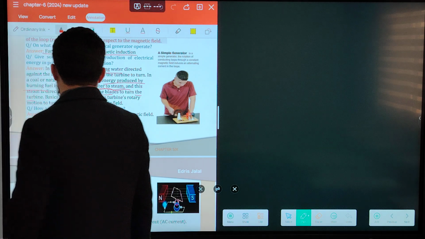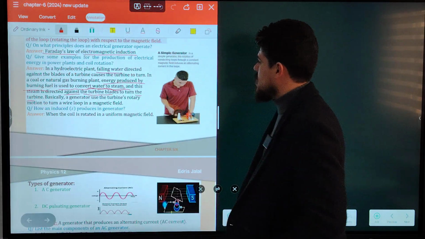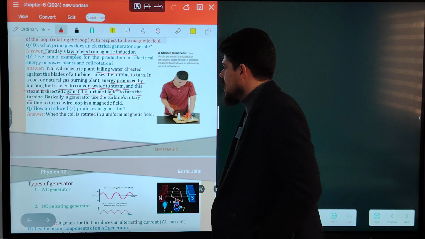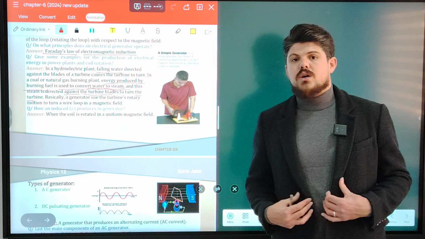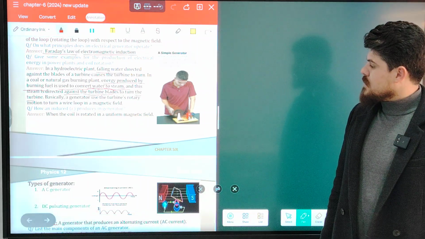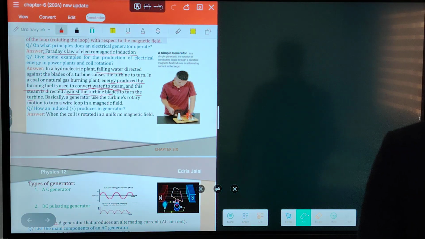How is an induced EMF produced in a generator? When the coil is rotated in a uniform magnetic field. When a coil is rotating, it means that the orientation of the plane of the loop in the magnetic field is changing.